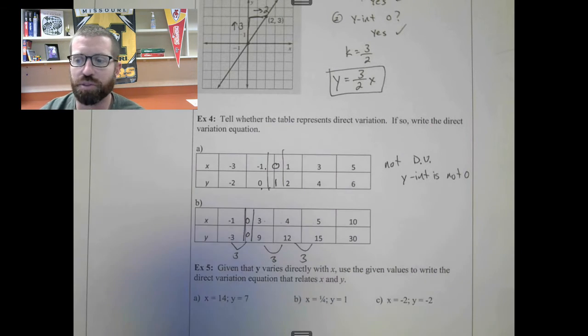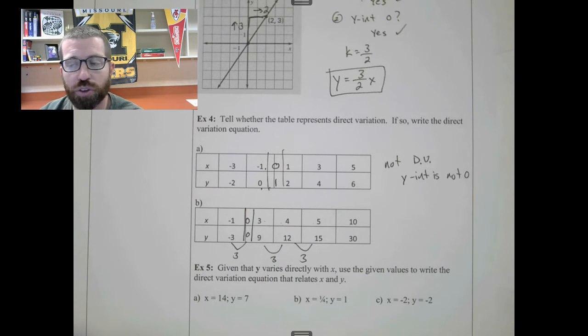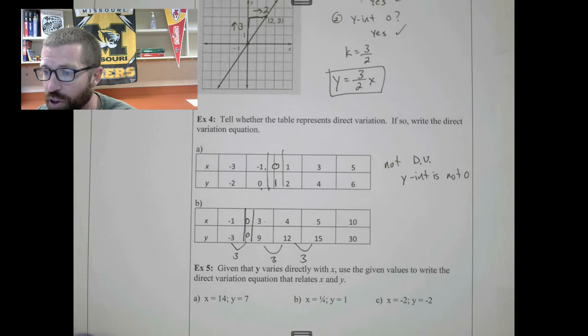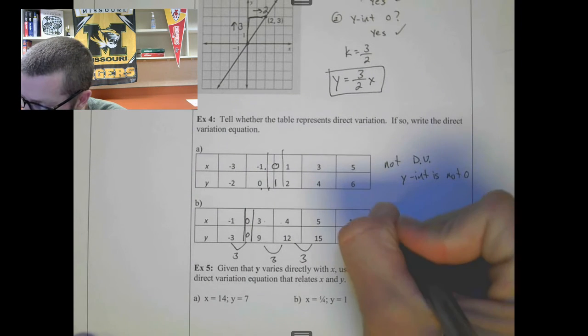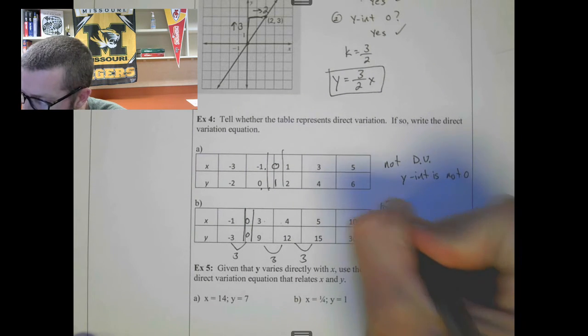Now this is kind of tough. You could also plot these points if you want to help you see the pattern and help you see that the y-intercept is 0. So this is direct variation. So we have direct variation. And so now we need to find our constant.